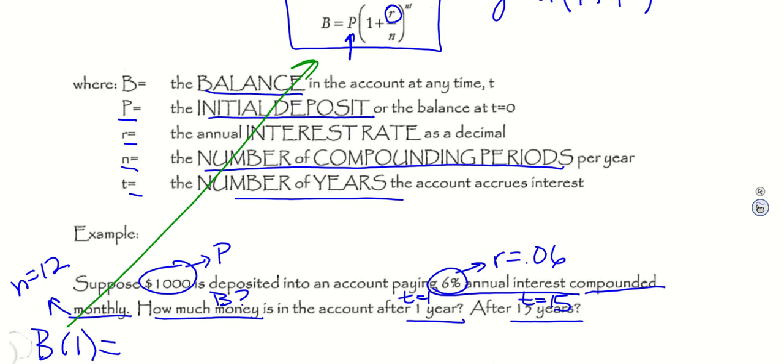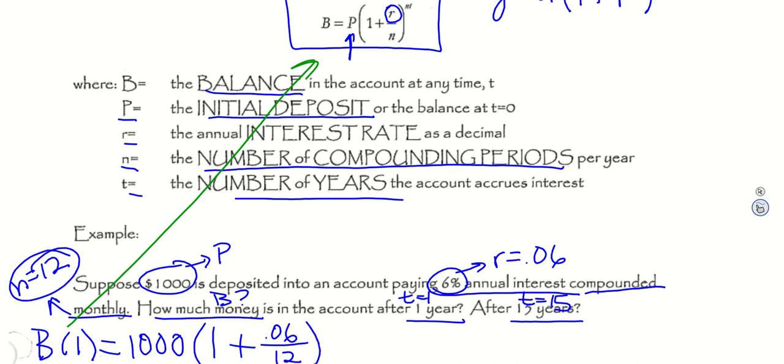So we have our P, which is our initial deposit, and that is $1,000. We're going to multiply that by 1 plus our interest rate. Our annual interest rate is 6% per year, but we're going to calculate a portion of that 6% every month. And since there are 12 months in a year, we're going to add a 12th of that 6% interest, and we're going to do that every month. So our exponent is going to be the number of months in a year, which is 12, times the number of years, which in this case is 1.